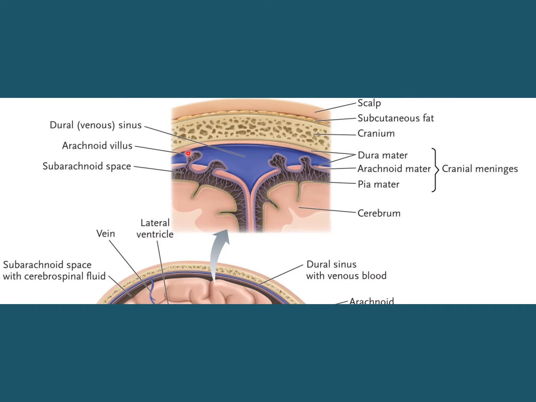Because remember, again, the dura mater comes in two layers around the brain. This blue region is the space between the two layers of dura mater. That's called the dural sinus. They didn't show in this diagram the subdural space, but that would be between the dura and arachnoid maters.